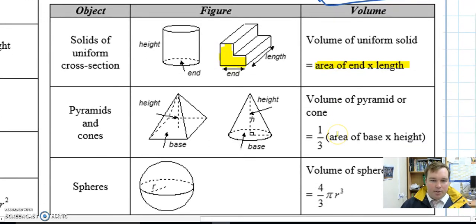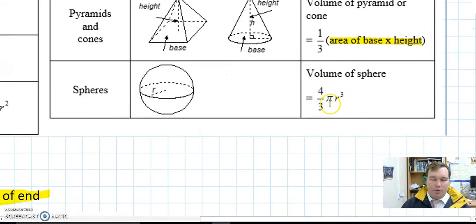Other case you're likely to come across is pyramids, or cones, any tapering solid. So any tapering solid that disappears to a point, it might have a triangular base, a square base like this one, it might have a circular base, it might have a hexagonal base. Either way, you have to find the area of the base, times it by the height, and then divide it by 3, or do a third area of base times height. Finally, sphere, 4 on 3 pi r cubed. Note the cubed there.